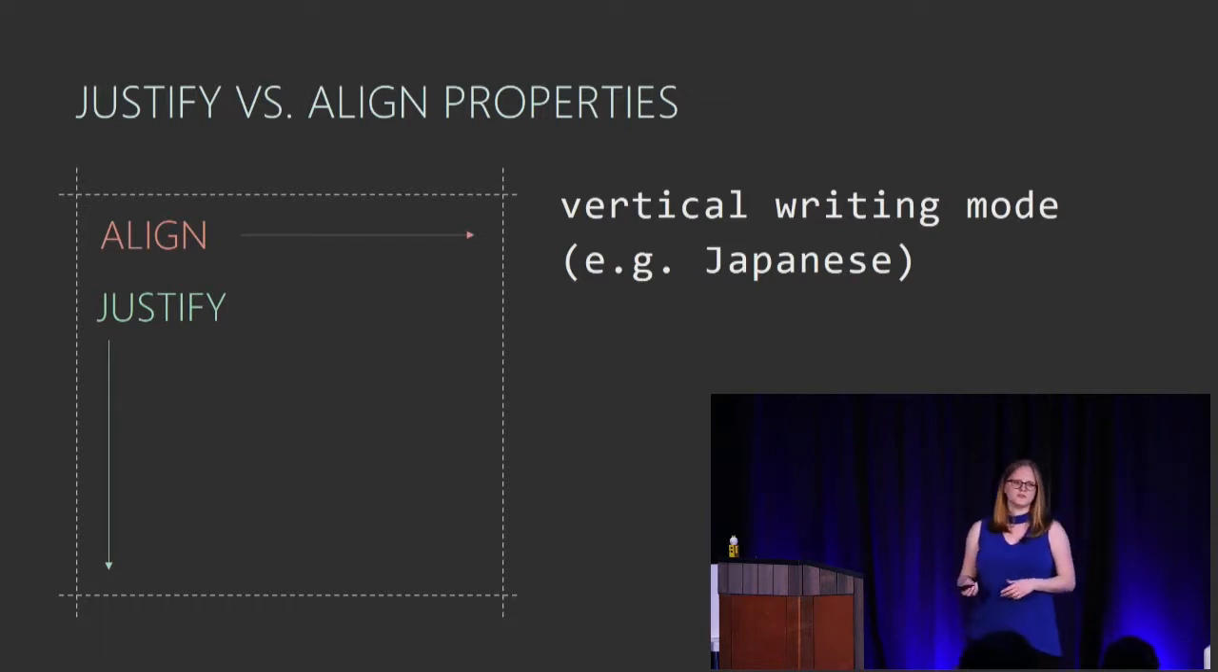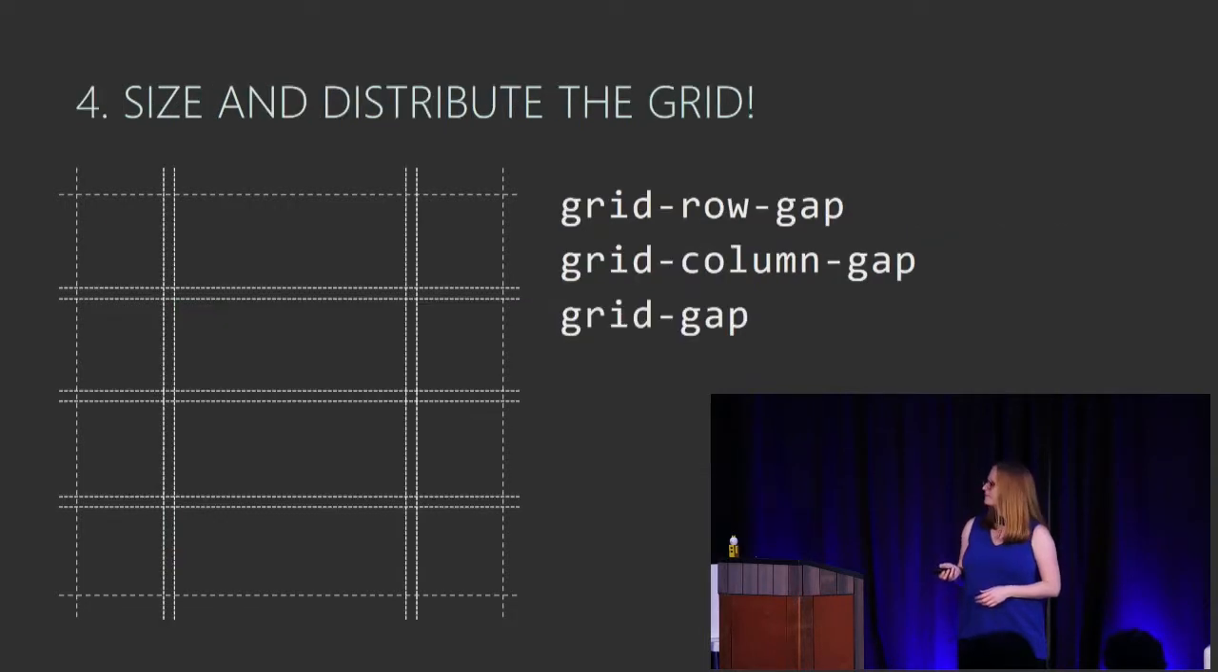This is something you would use for perhaps Chinese or Japanese text. But we won't be getting into writing modes today because that's a whole other CSS feature. So now that we've placed items into the grid, we just have to size and distribute that grid. We have a couple properties that we can use to create gaps in between tracks.